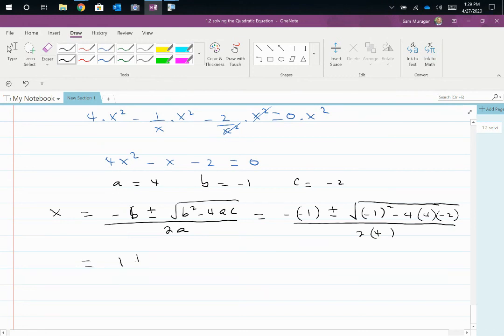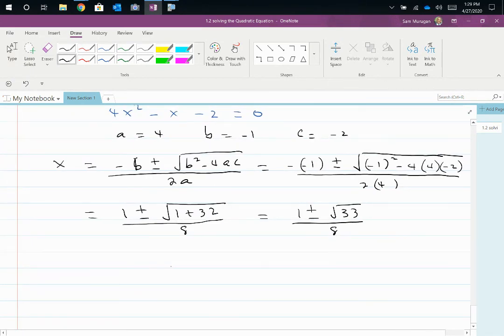So positive 1 plus or minus 1, -4 times 4 minus 2 is positive 32, square root over 8. So 1 plus or minus square root of 33 over 8. 33 has no perfect squares, so we don't have to worry about simplifying that radical. We write our two answers and problem is solved.